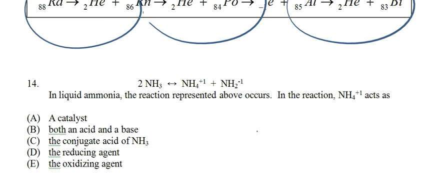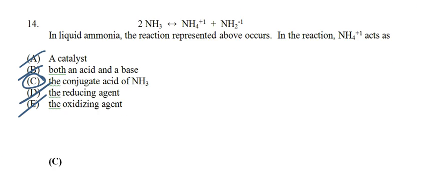All right, 14. Looks like we have a reaction here. In liquid ammonia, the reaction represented above occurs. In the reaction, ammonium acts as a catalyst, both an acid and a base. No. The conjugate acid of NH3, that one's looking pretty good. The reducing agent, nope. Again, remember what I said about agents. They can't be on the product side, so those guys are out. And so C. Okay.